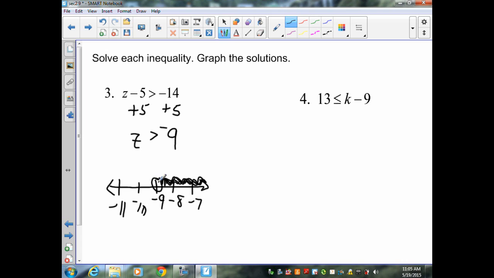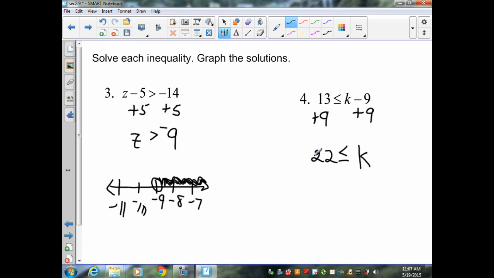And number 4, 13 is less than or equal to k minus 9, or k minus 9 is greater than or equal to 13. I start on the right side of my inequality after I copy the problem. What's happening to my variable is something is being subtracted from it, so I'm going to do the inverse, which is add that number to both sides. And that gives me on the left-hand side, same sign, combine, 22. The less than or equal to symbol comes down, and the 9s cancel, negative 9 and positive 9 go to 0, leaving me with k is greater than or equal to 22.